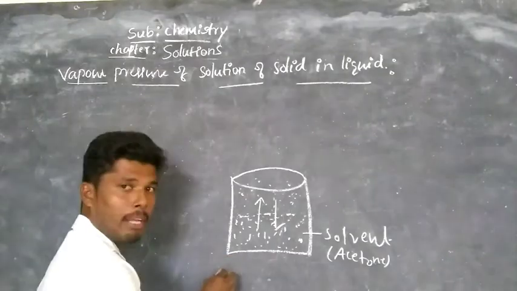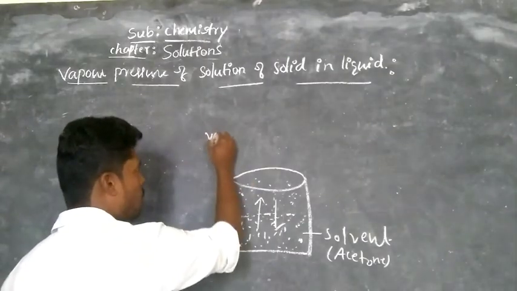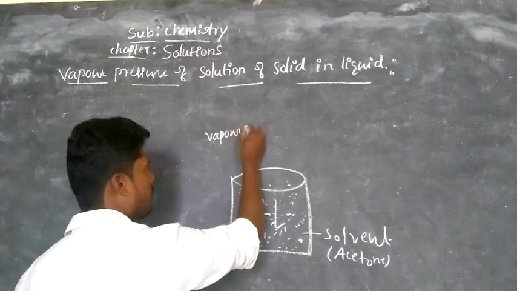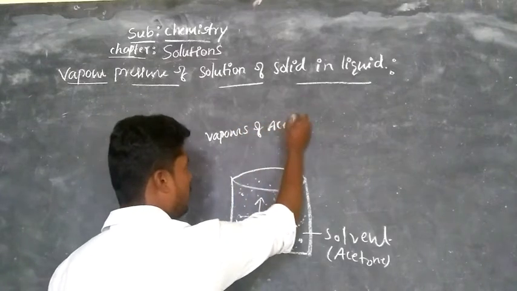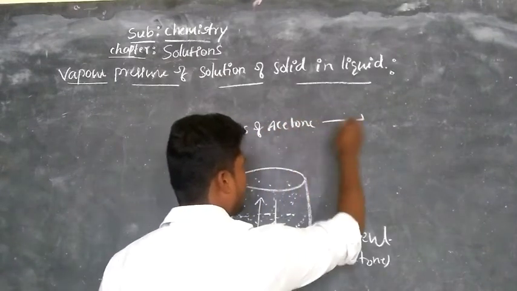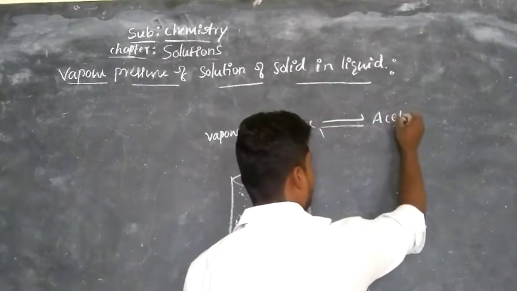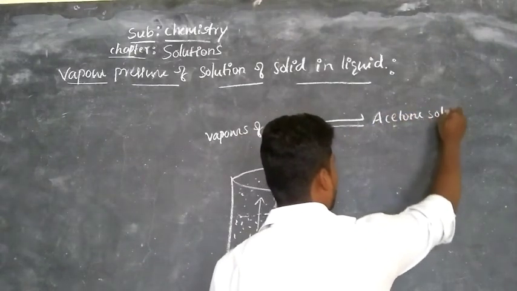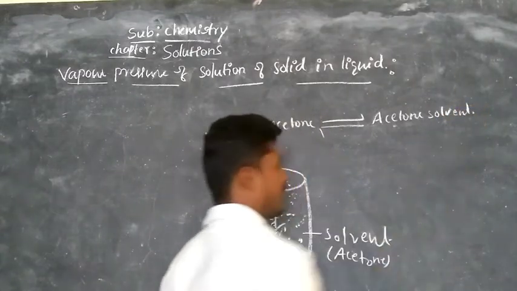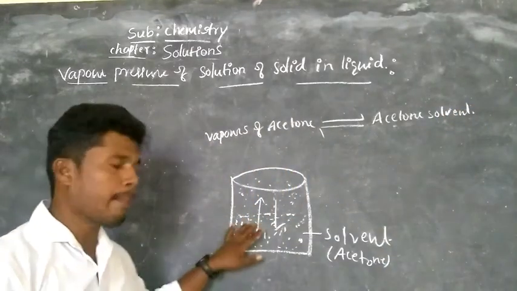That is, the equilibrium attained between vapors of acetone and the acetone solvent. Okay, this process is happening in pure solvent.